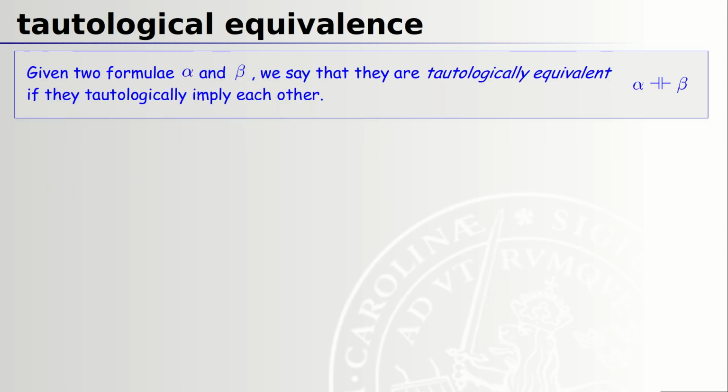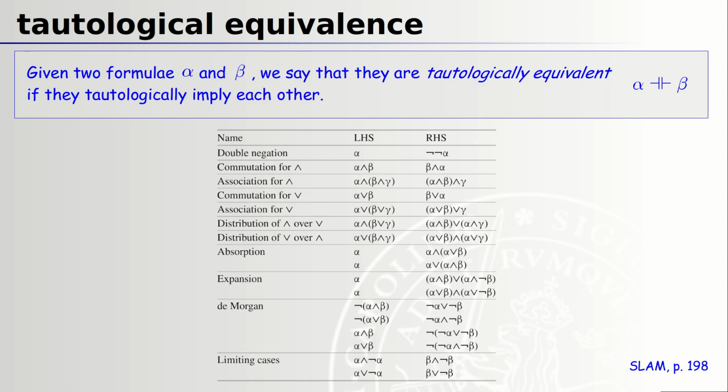When two formulae tautologically imply each other, they're called tautologically equivalent, represented by the double turnstile symbol. The textbook also contains a list of tautological equivalences. Note that if two formulae are tautologically equivalent, it means they behave exactly the same way with respect to the values of the elementary letters in them. And so they can be substituted for each other.